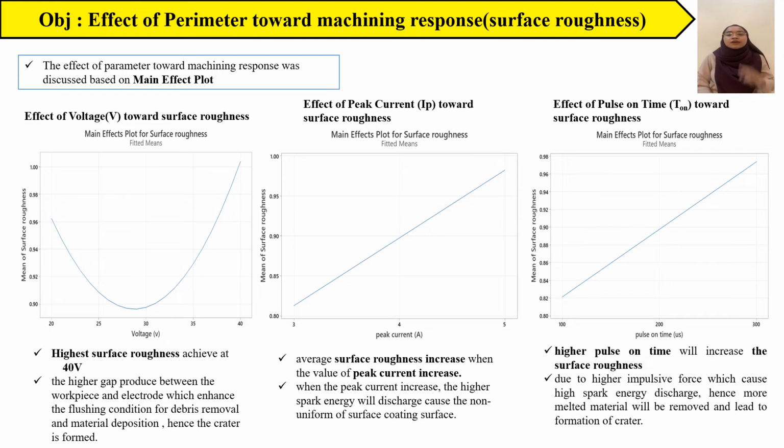Lastly is the effect of pulse on time toward the surface roughness. With a higher value of pulse on time, the higher the surface roughness obtained, due to the high impulsive force, which can lead to high spark energy. Hence, more molten material is removed and leads to the formation of craters.